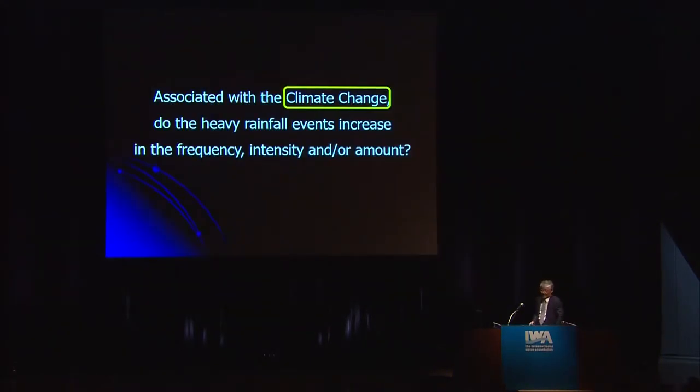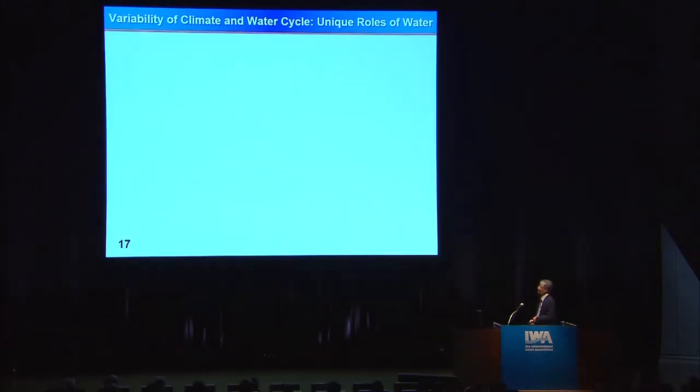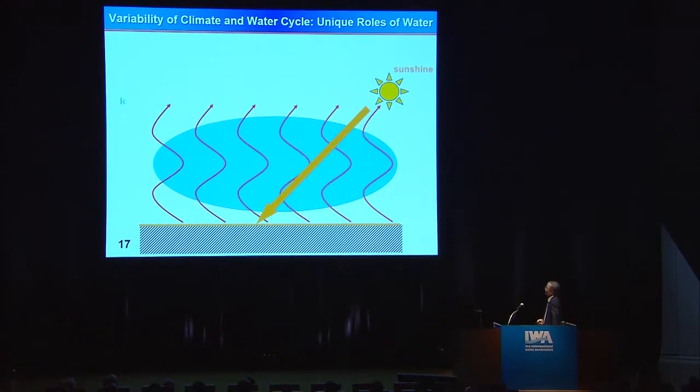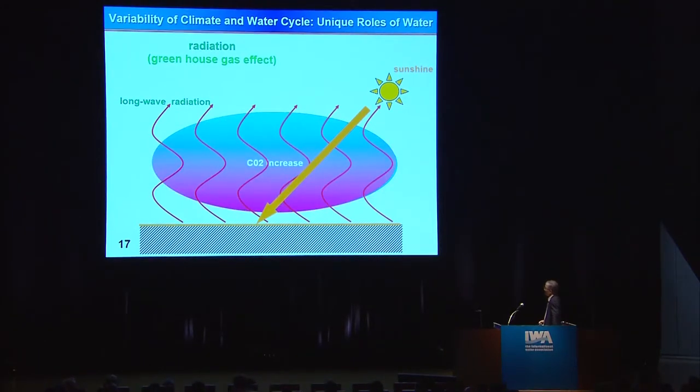So climate is changing. In that case, why will heavy rainfall increase? I would like to introduce one process. As you know, the greenhouse gas effect. Sunshine is not absorbed by the atmosphere, but the long-wave radiation from the surface is absorbed by greenhouse gases. Then the lower part of the atmosphere heats up. The surface emits long-wave radiation depending on surface temperature, and this is absorbed by greenhouse gases. That's why the lower part of the atmosphere is heated up. The temperature of the lower part of the atmosphere increases.